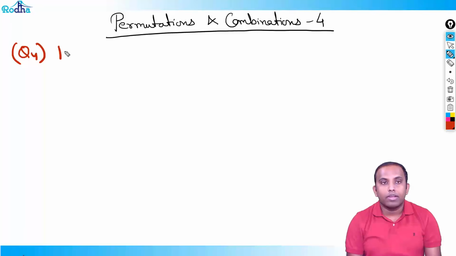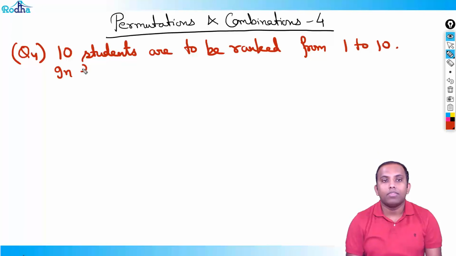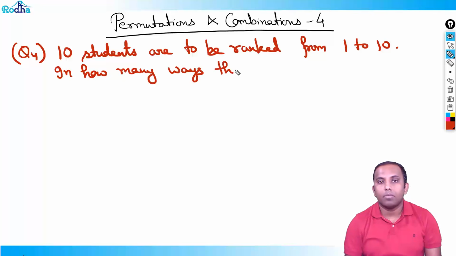Okay, see, 10 students are to be ranked from 1 to 10. In how many ways can they be ranked?